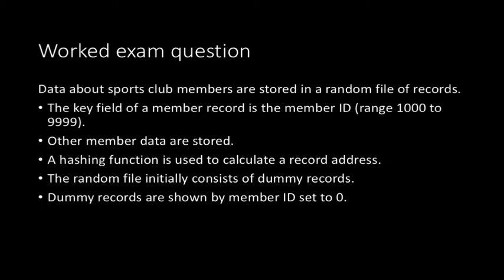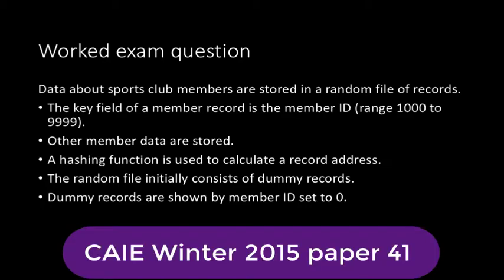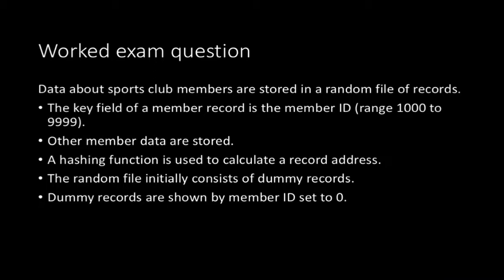So we've got some data about sports club members, and they're stored in a random file of records. The key field of a member record is the member ID, and it's a range of 1000 to 9999. Other member data are stored, and a hashing function is used to calculate a record address. The random file initially consists of dummy records, so basically just some space there. And the dummy records are shown by member ID set to 0.